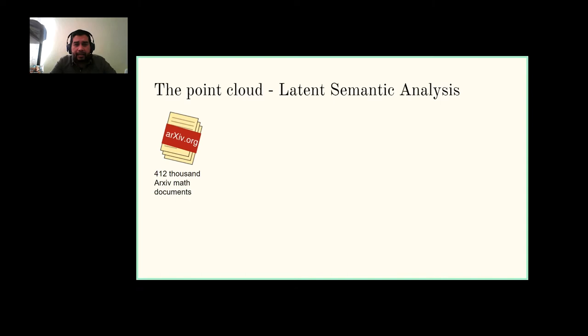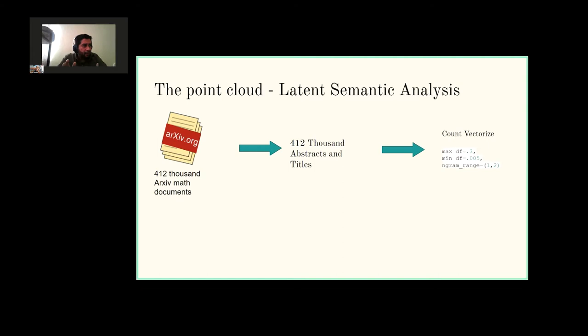Basically, what latent semantic analysis does is create a point cloud with the documents with these properties, that documents with similar content are closer together. This is the way it works. We extract the text information from the documents. In this case, because there are too many documents, I decided to just take the abstracts and titles, and then we count the word frequencies. What words appear in each document, and how many times does each appear? We do the same for all the documents and for all the possible words that appear among all the documents. Because there are too many words, we have to restrict them.